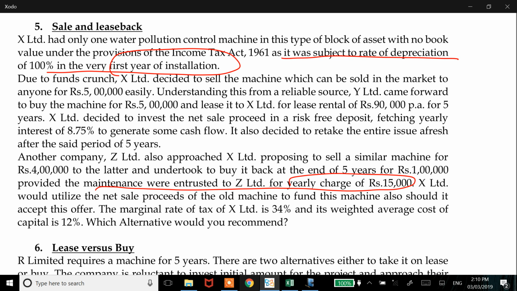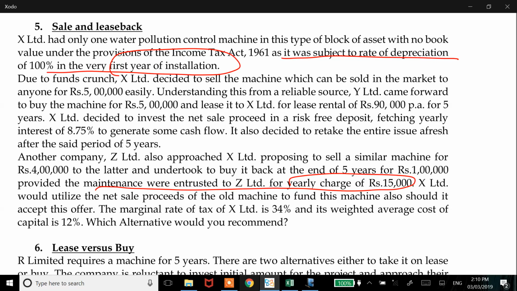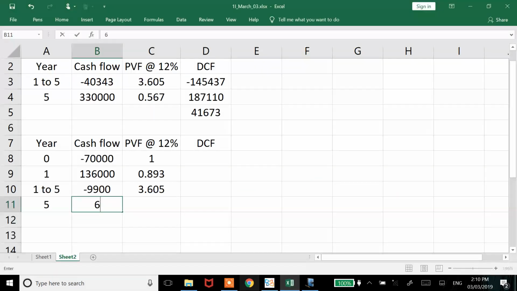Okay, one more thing is, at the end of 5th year, I'll sell this machine for 1 lakh rupees. 1 lakh means I'll get only 66,000. Capital gain is the balance portion.